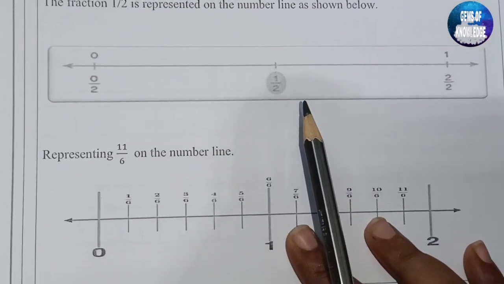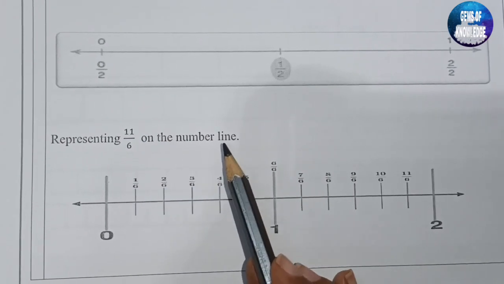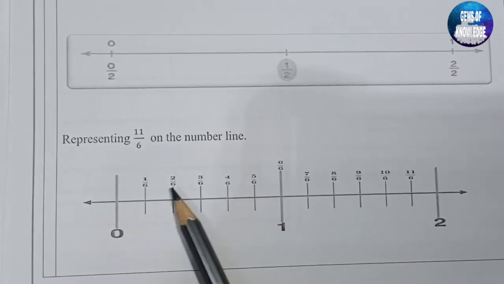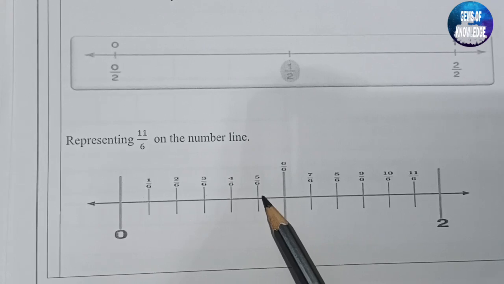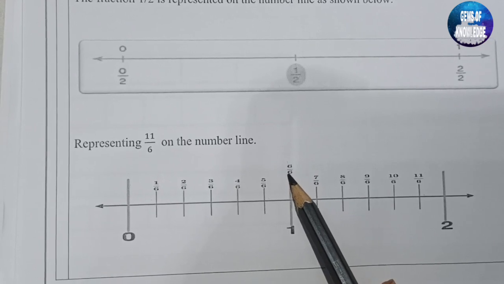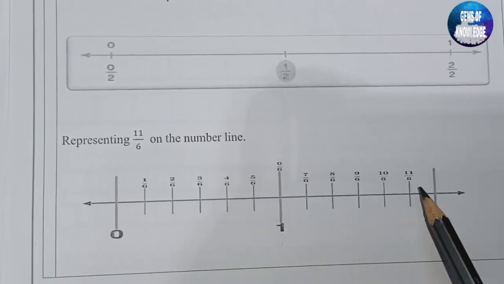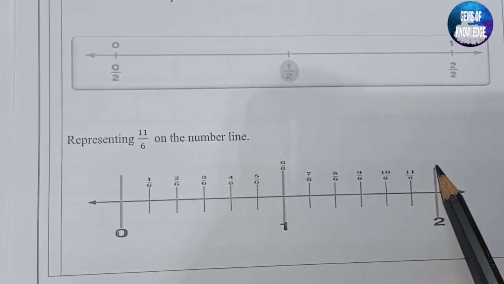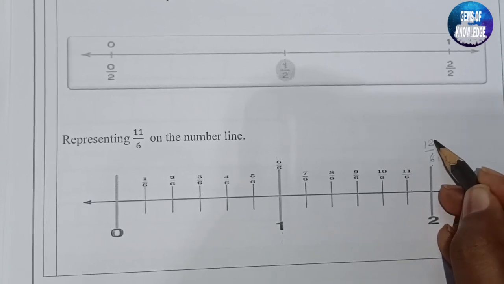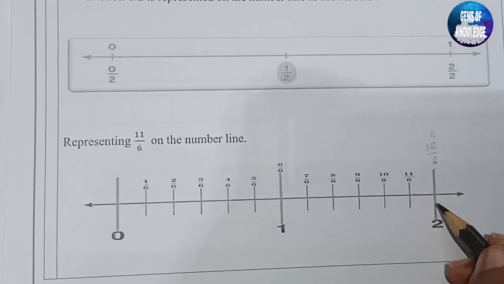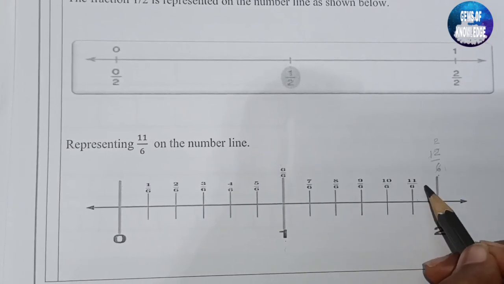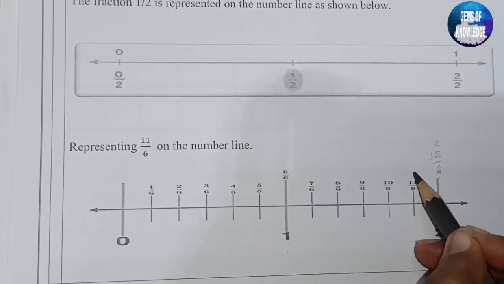Similarly, they have shown representing 11 by 6 on the number line. How can you represent it? First one, you know that it will be 0. Then 1 by 6, 2 by 6, 3 by 6, 4 by 6, 5 by 6, and so on up to 11 by 6 you have to write. You know that 6 by 6 will be 1, so you mention 1, and 11 by 6 is given. 12 by 6 means it will be 2 itself. 12 by 6 means 6 twos are 12, so you get the answer 2. But in the question they are asking for 11 by 6. So you just mention 11 by 6 and circle this number.